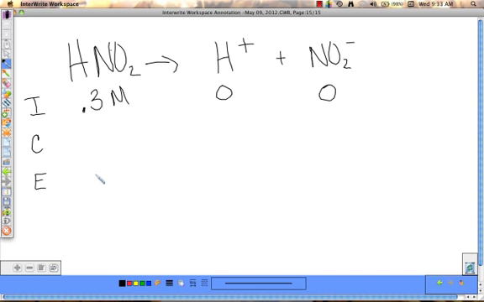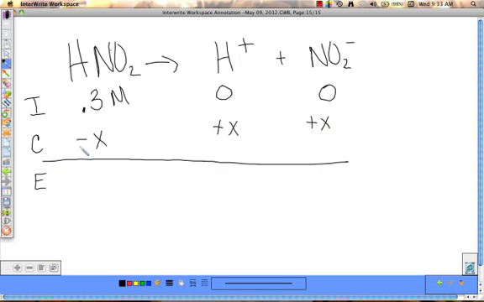So what do we do? What's our change? Minus x, plus x, because we don't know how much dissociates since it's a weak acid. If it's a strong acid, we know x would be 0.3. So our change is 0.3 minus x, plus x. Right, we need to know the Ka value. Those will be given to you, whichever ones you need.